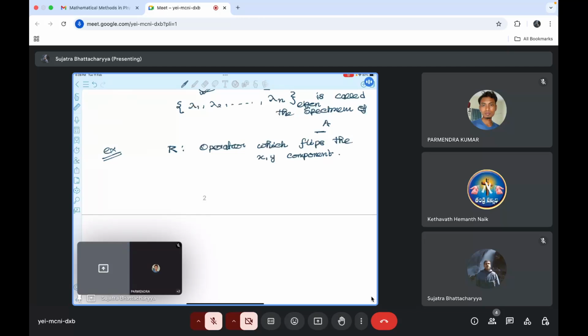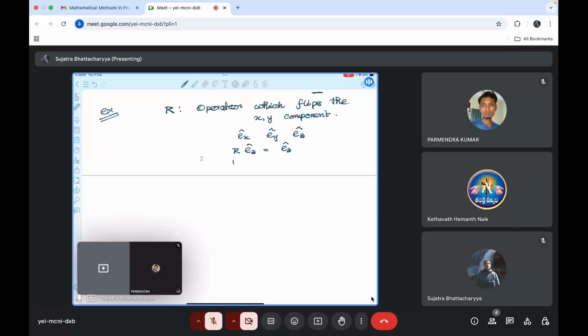Suppose you have ex hat, ey hat, and ez hat. So what it will do is that if you operate this r on ez hat, which is a unit vector, it will give you ez hat only. There is no problem here. But r on ey hat, you will get ex hat.